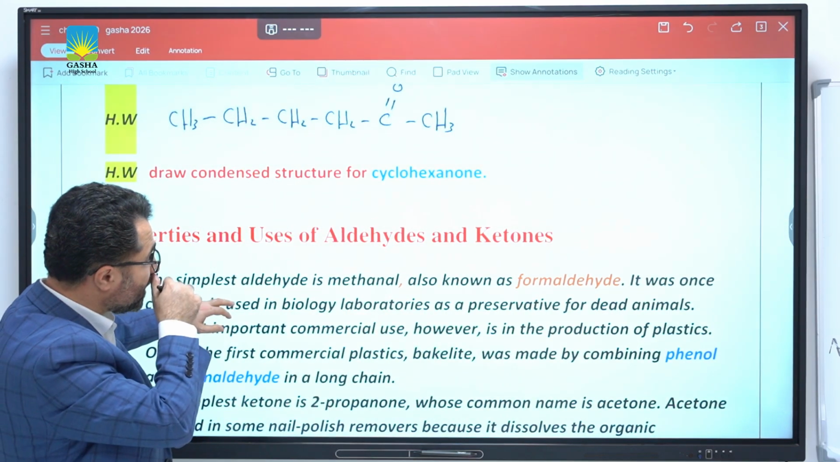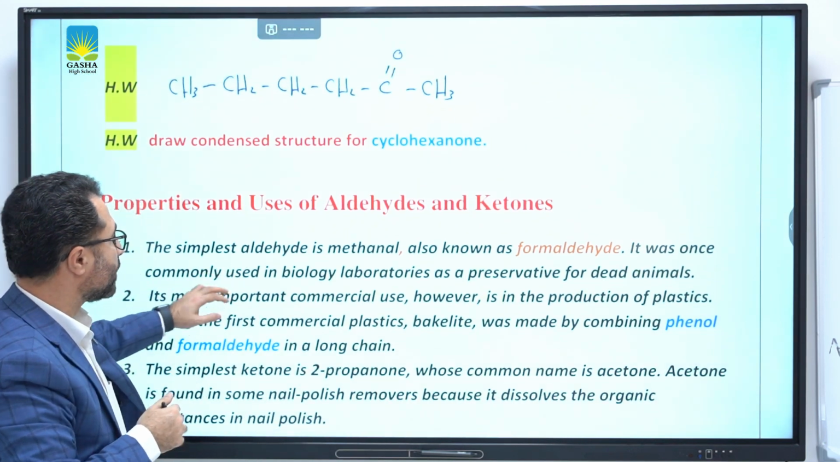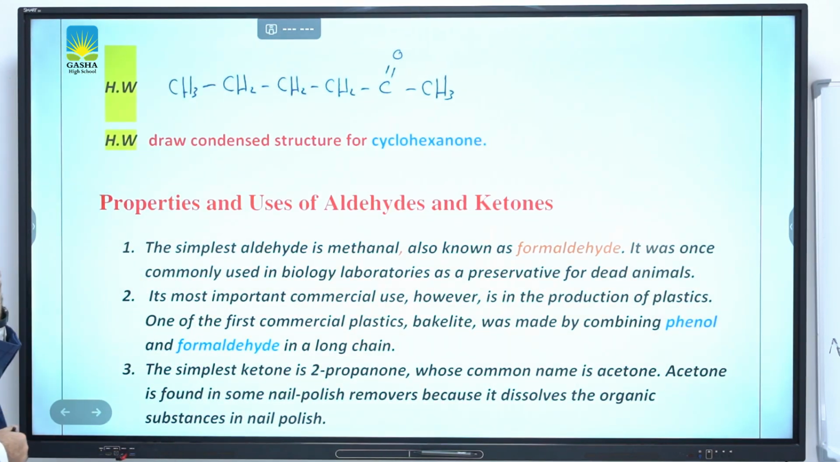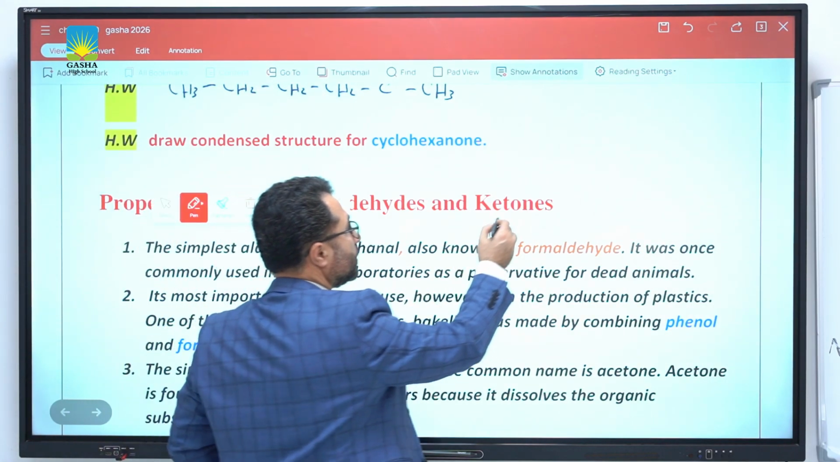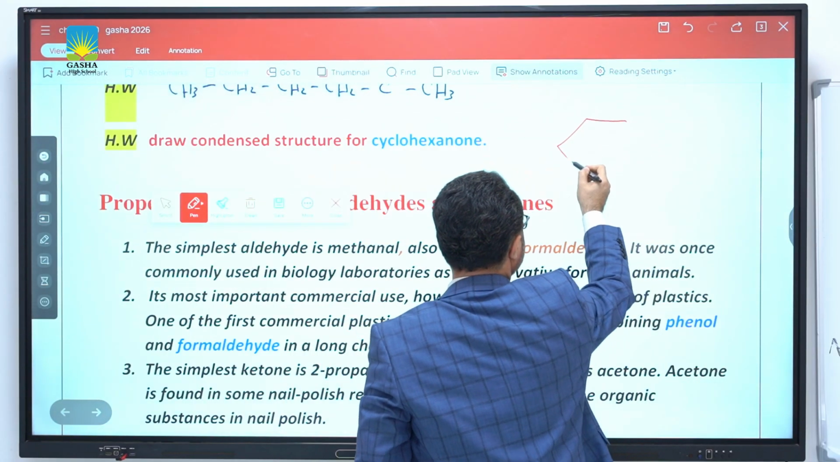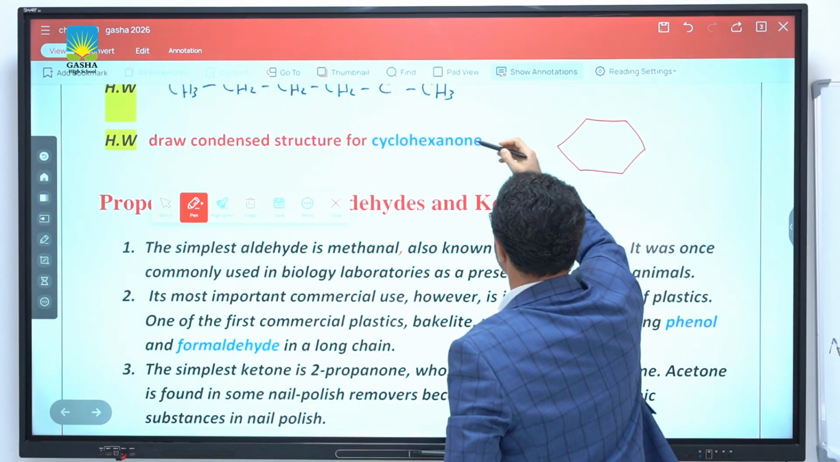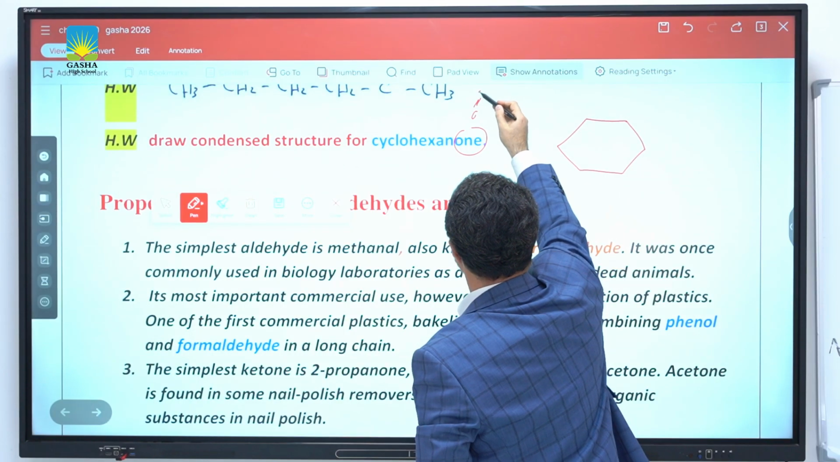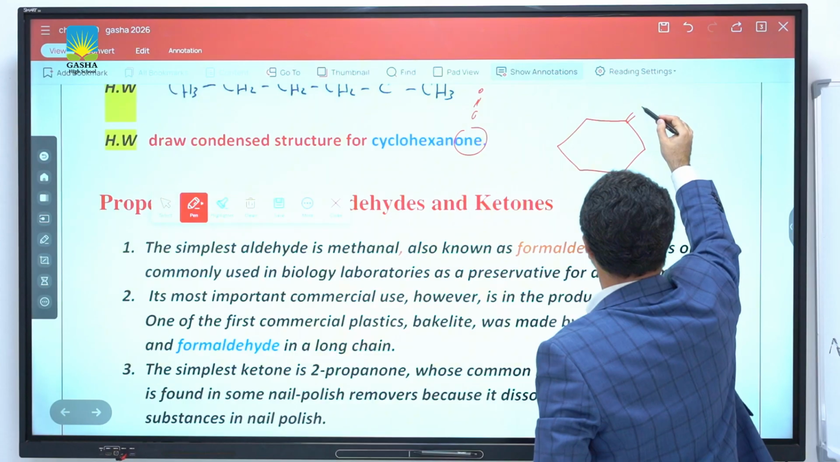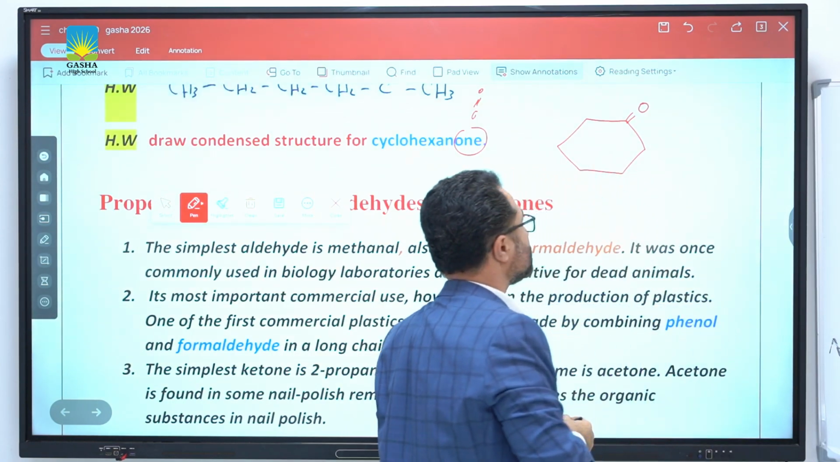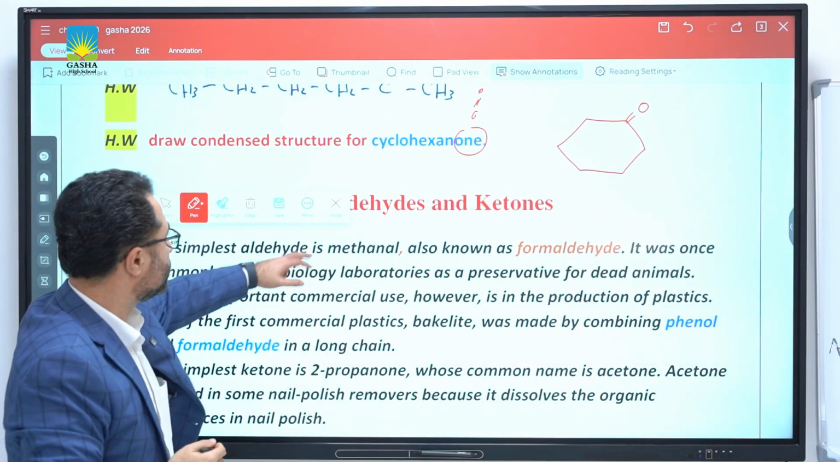In ketones we have the cyclic form. Write the structural formula for cyclohexanone. Cyclohexanone means we have a hexagon, and on it a C double bond O. Write the C double bond O on any carbon. It's true, on any one, it's true.